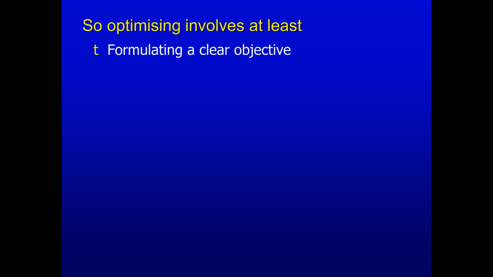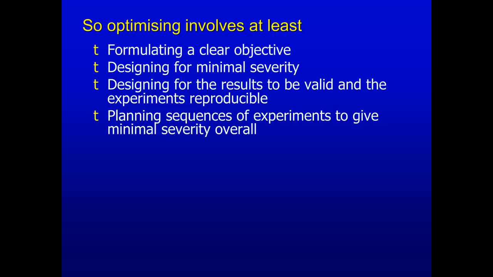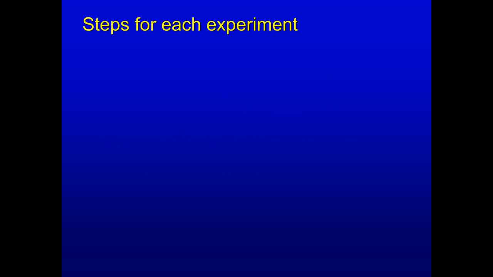So if you're thinking about optimizing, you would think about formulating a clear objective, designing for minimal severity, designing for the results to be valid and the experiments reproducible, getting sequences of experiments that give minimum numbers and minimal severity overall, and getting the right numbers for each experiment in the program to achieve that.